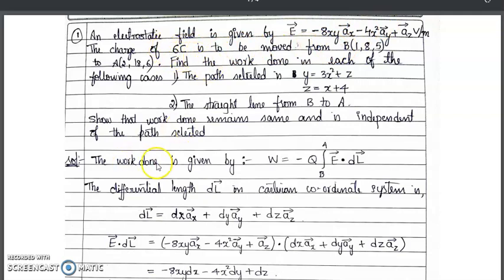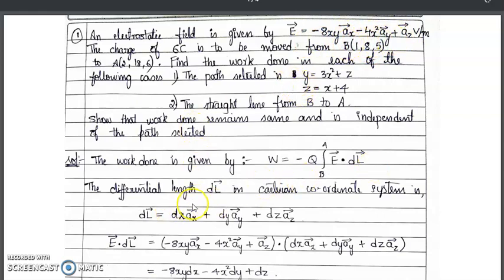As you know, the equation for work done is given by W is equal to minus Q integration from B to A of E dot dl. So the work done equation is this one. Now you know Q, you know the limits from point B to A, and you know E. And what is the dl here? It is in which coordinate system? They gave it in the Cartesian coordinate system, because x, y, z is there.